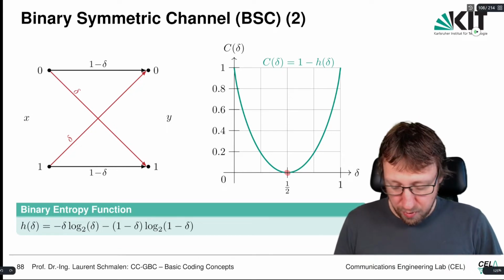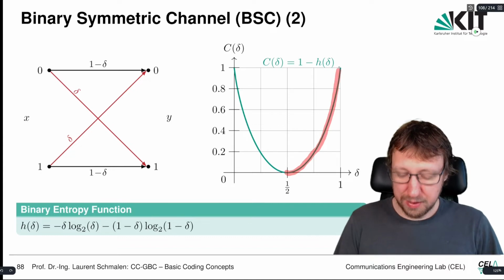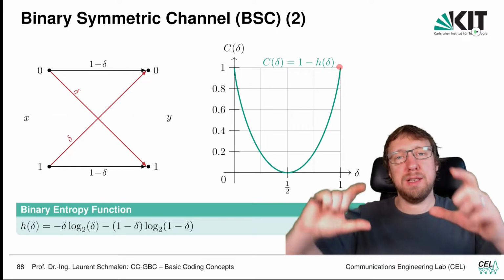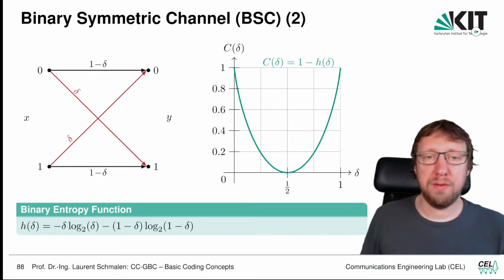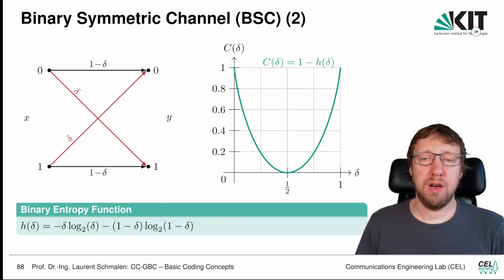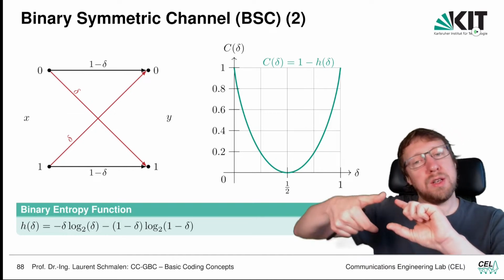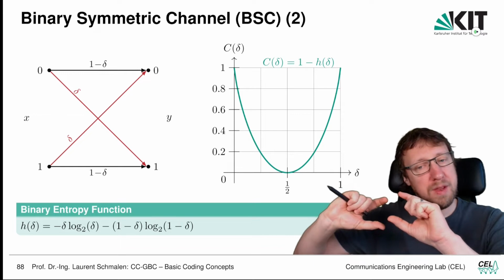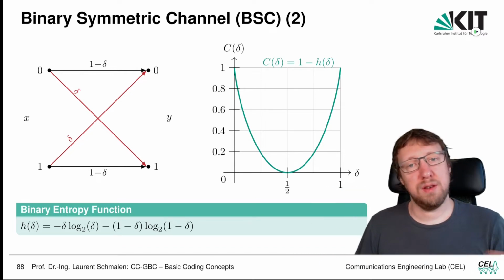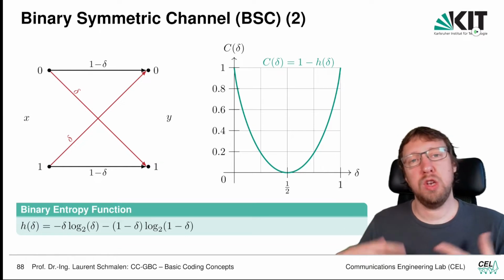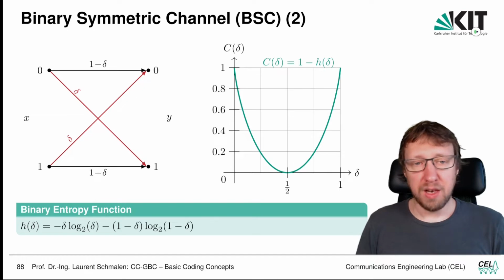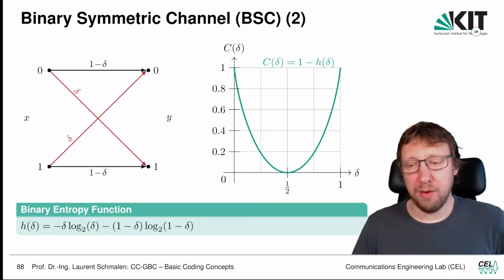And then when delta increases further, the capacity grows to 1 again. So if delta is equal to 1, it means we just flip the output of the channel. And then, of course, when we just flip, we can just undo the flipping, and then we get the input again. So we have a capacity of 1 because we just do a deterministic operation. So that's the capacity of the binary symmetric channel.